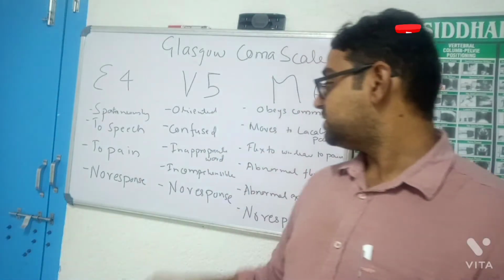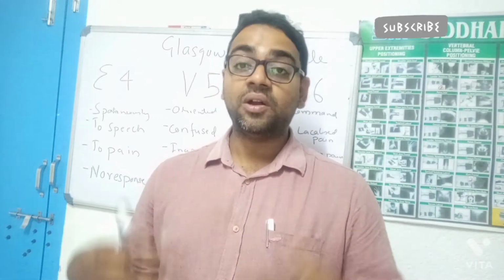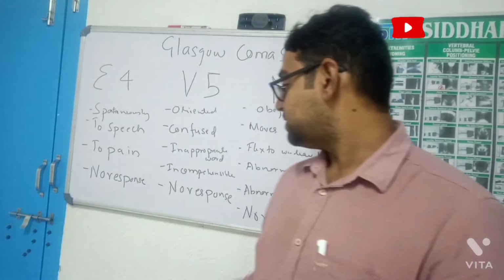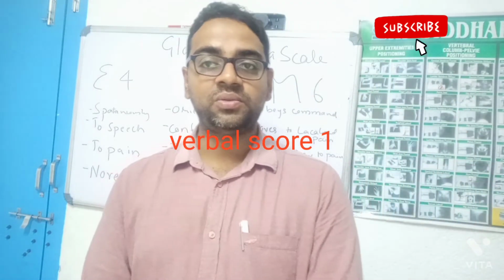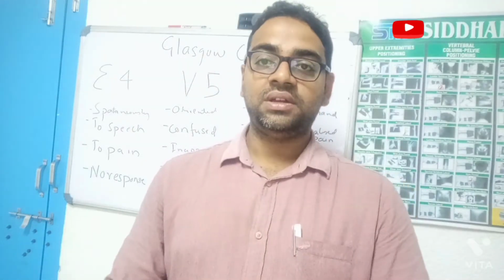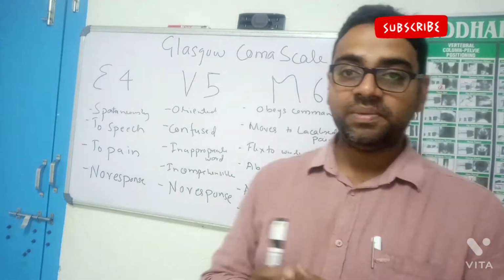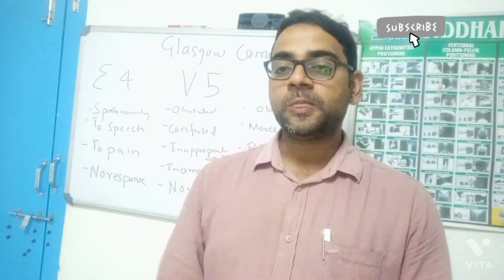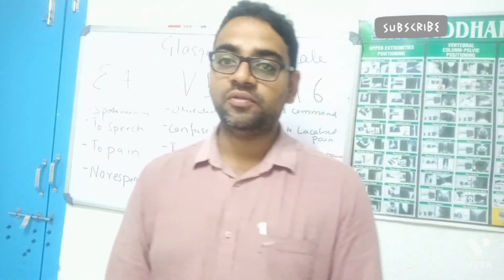Then next is incomprehensible words, means the words which he is telling, we will not understand. He will just make sounds. Next is no response. Patient is not responding to sounds. So there are 5 components: 1, 2, 3, 4, 5. Depending on the verbal response, we score it from 1 to 5.